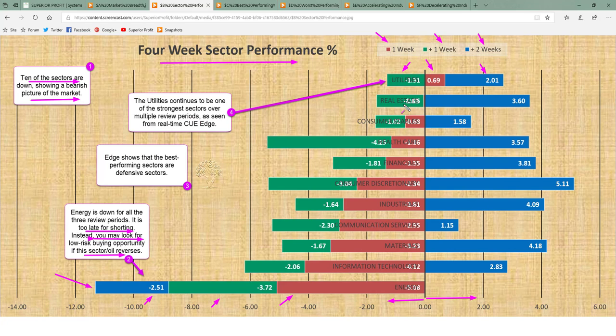What are the best performing sectors now? These are the defensive sectors. We can see that clearly from the CUE Edge heat map. Utilities, the only sector that is positive this week, continues to be one of the strongest sectors over multiple review periods.